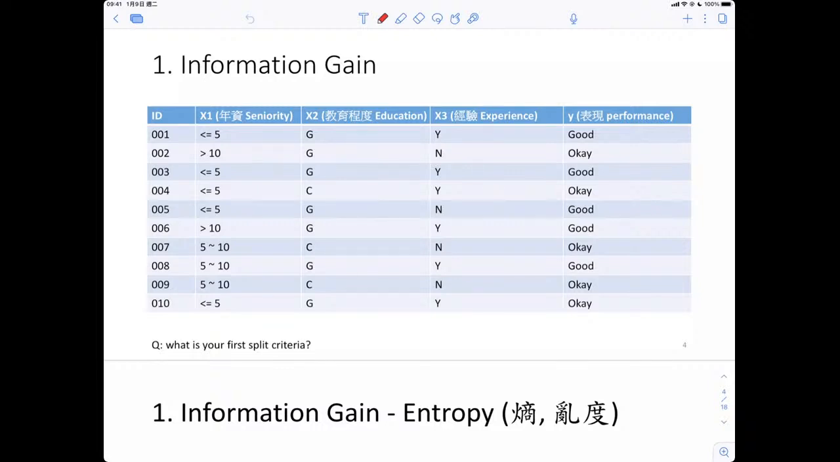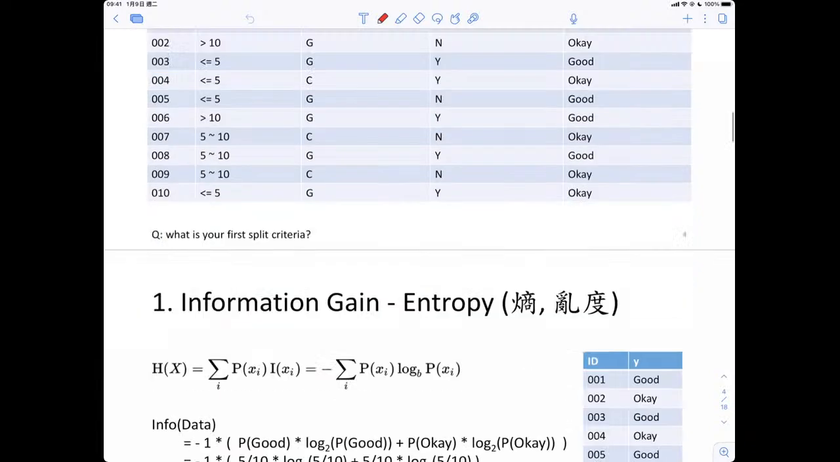So here is a table. We have 10 data points. We have three different features, X1, X2, X3, which are seniority, education, experience, okay? And Y is performance. We have only two values, good or okay. We have such kind of data. And which feature is the best feature we should select first? We should ask a question about this feature so that we can partition this data. So the first thing is information gain.